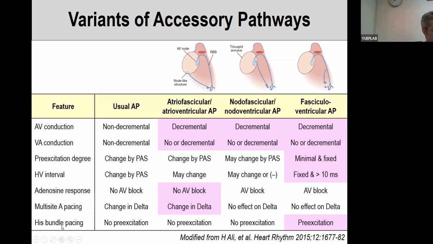And His-bundle pacing is the same story. In a patient with a fasciculoventricular accessory pathway, if we pace the His bundle, we can still see pre-excitation. However, with other pathways, if we pace the His bundle, the delta wave will show no pre-excitation.